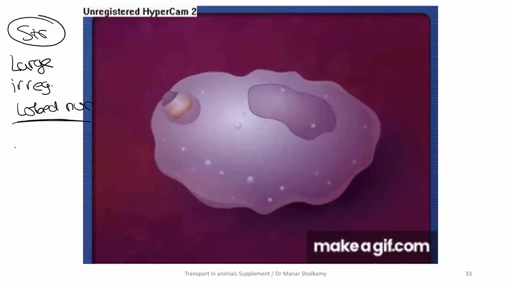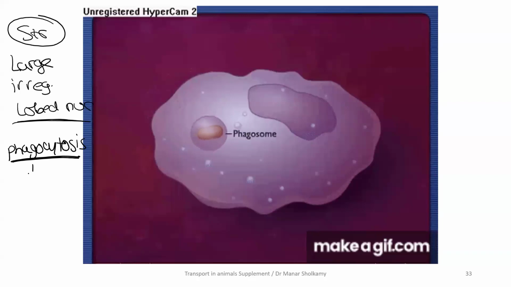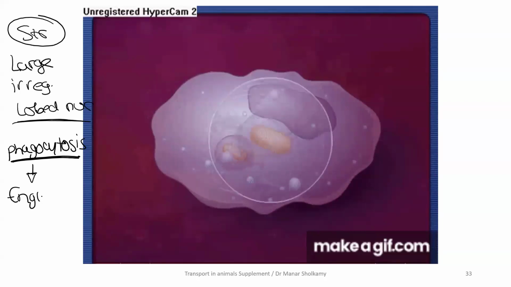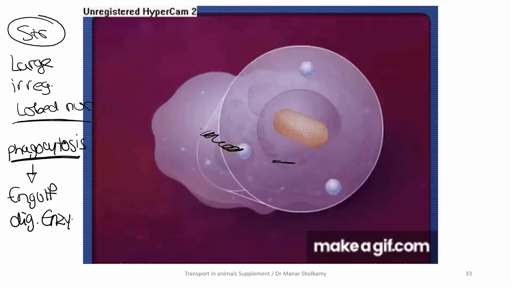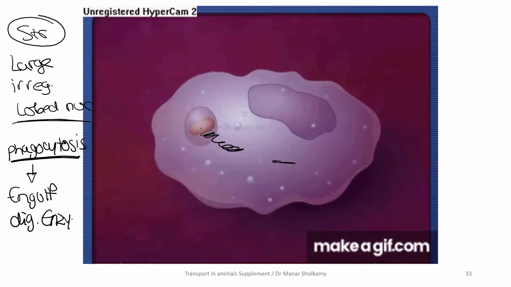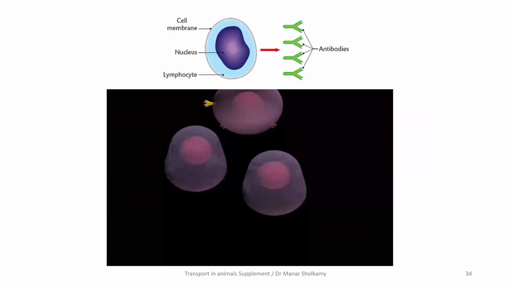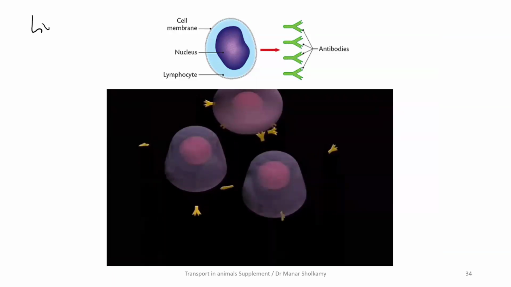Now, function, what does it do? What's the word? Phagocytosis. Describing phagocytosis, I engulf, I swallow, and then I release digestive enzymes. And we will take it again when we study immunity. See, this is the bacteria. You don't have to know the phagosome. And then it releases digestive enzymes, and I will digest the bacteria. Now, this is the first white blood cell. The second white blood cell is called the lymphocyte.